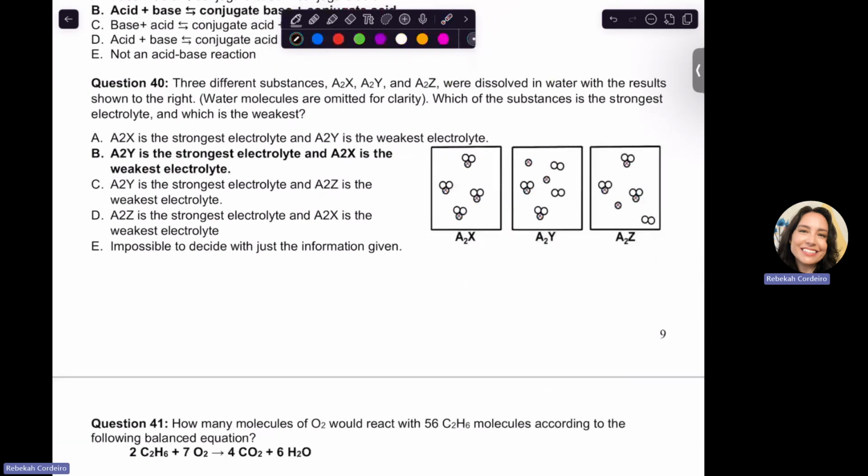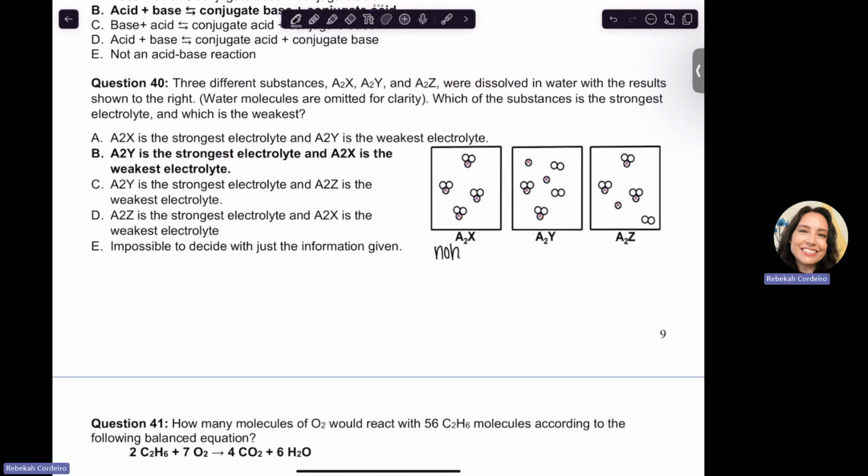All right, think about electrolytes here. Electrolytes are about how they break apart into pieces. 100% breaking apart into pieces is a strong electrolyte, and not breaking apart at all is a non-electrolyte. So it looks like A2X is a non-electrolyte because it doesn't break apart at all.